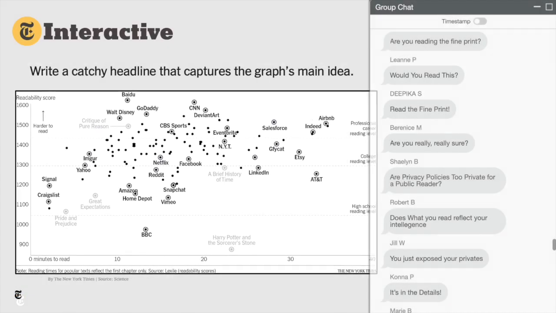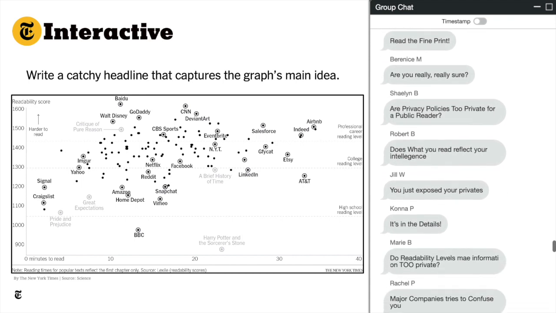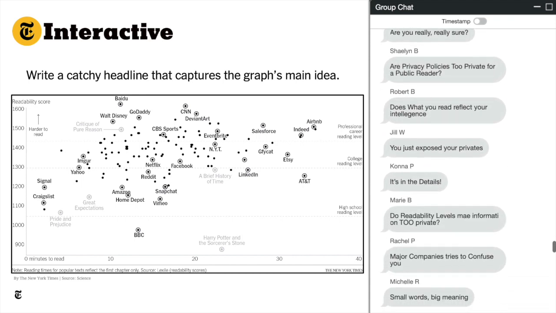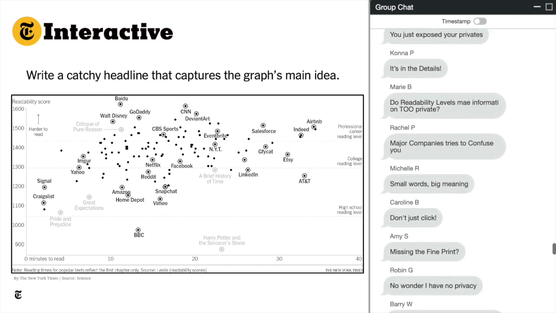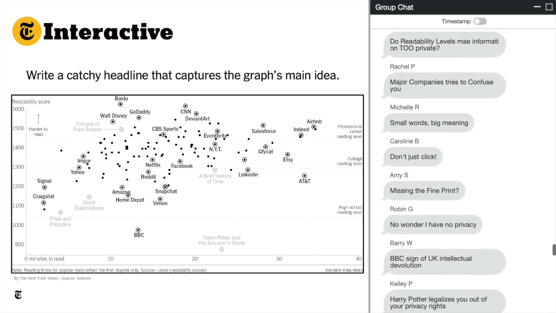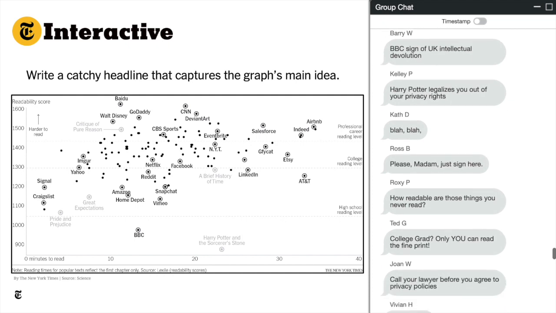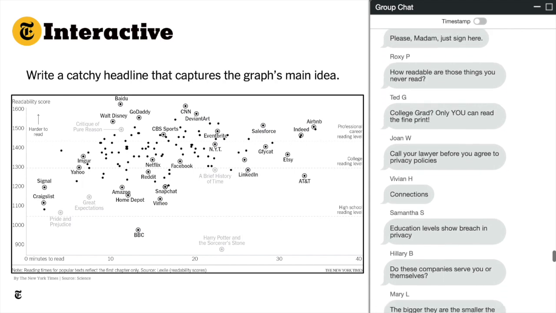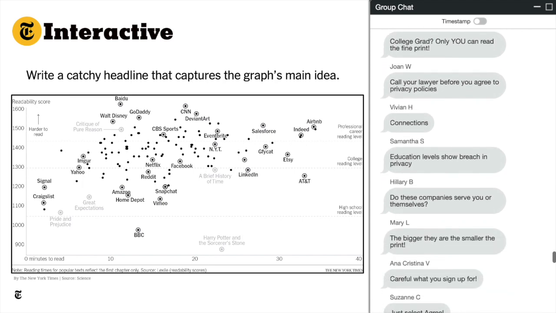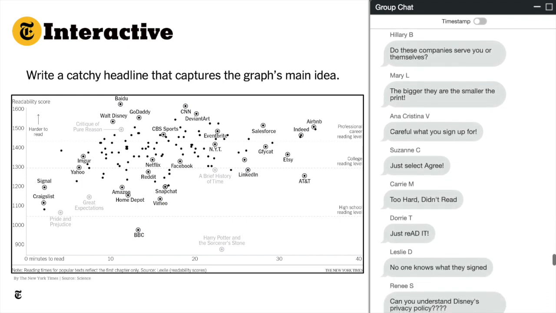Okay, so I'm seeing a few coming in right now. Suzanne said, are you reading the fine print? Leanne said, would you read this? Bernice said, are you really, really sure? Kona said, it's in the details. Somebody said, call your lawyer before you agree to privacy policies. Hillary mentioned, do these companies serve you or themselves? So lots of really interesting headlines that we have here.